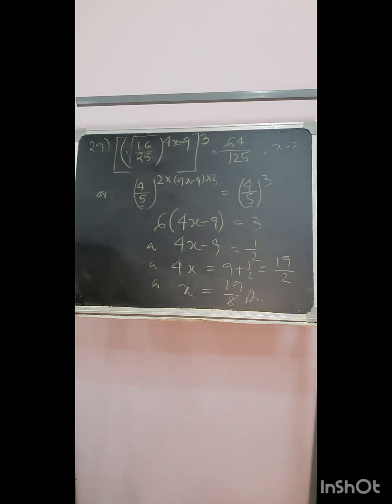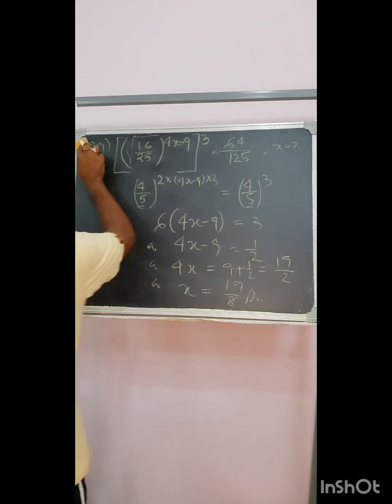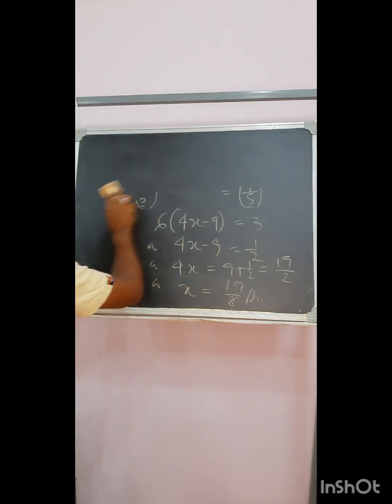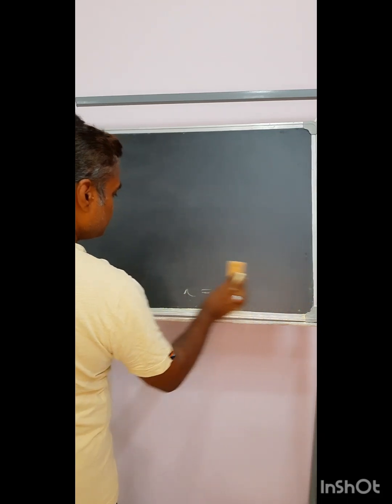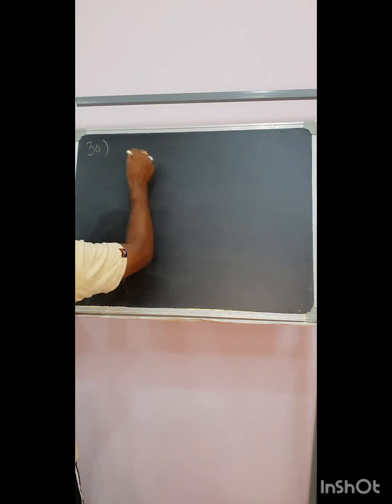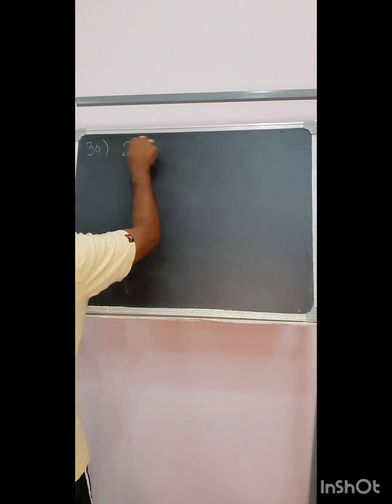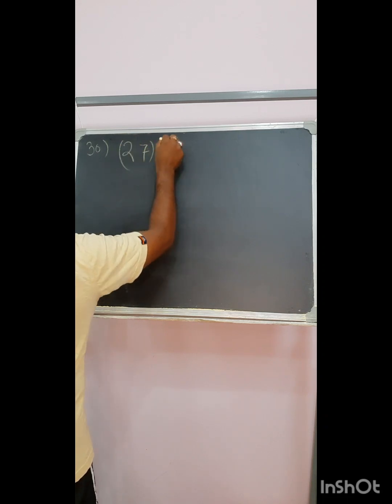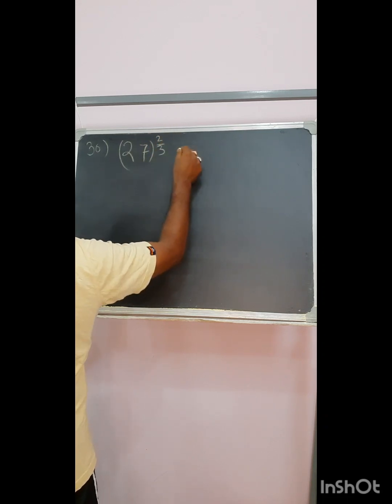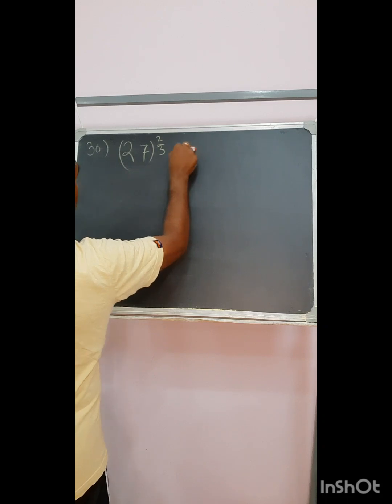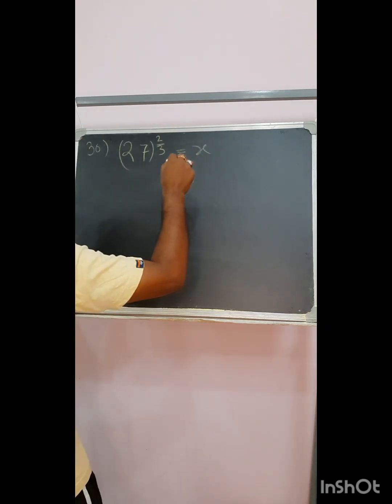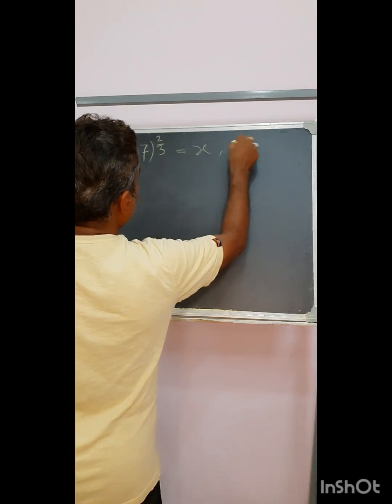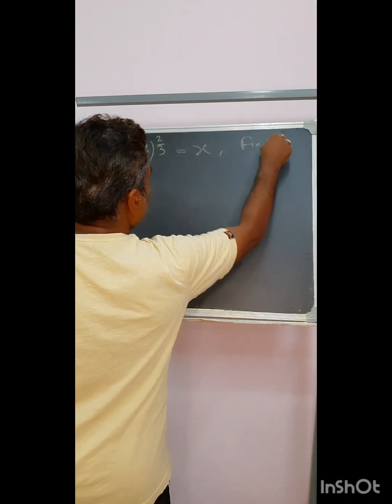Okay, next come 30. 30 says 27 power of 2/3 is equal to x. Then find 3x.